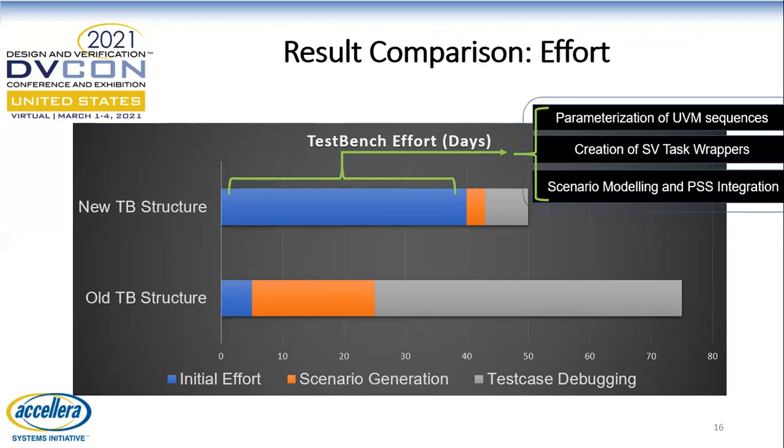The initial effort is a one-time effort, and that is attributed towards parameters of UVM sequences, creation of SV task wrappers, all those things that were discussed prior. This is only a one-time effort, and subsequent projects do not require this initial effort. If you see this, overall 75 days was consumed by the old testbench structure, while the new testbench structure consumed only 50 days, despite being the first project.